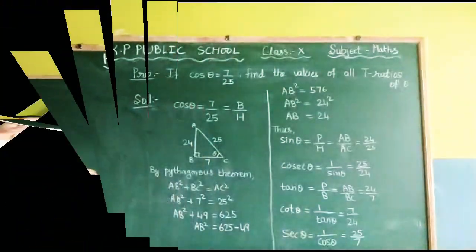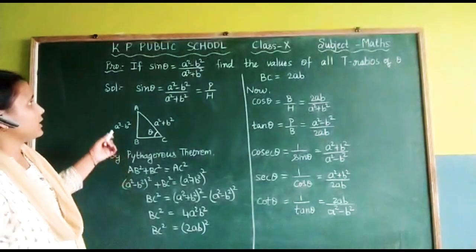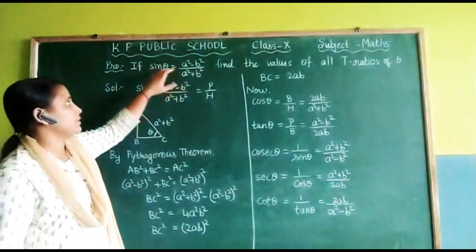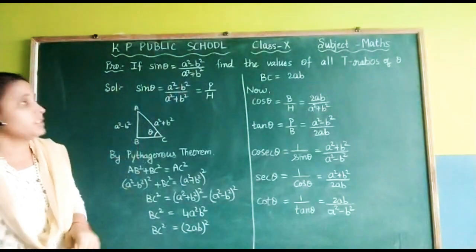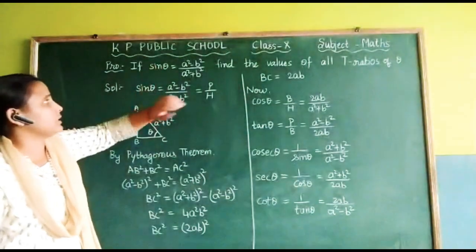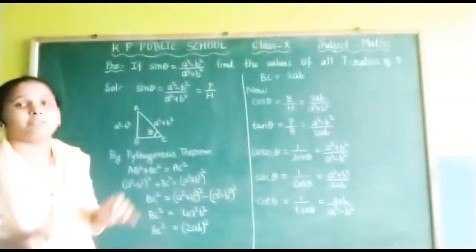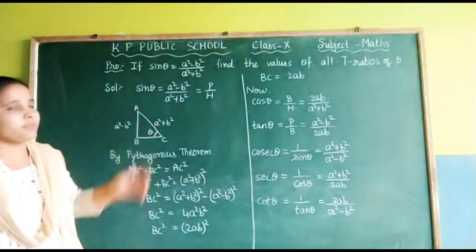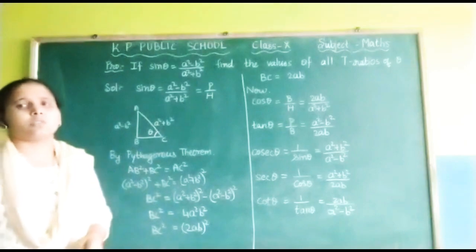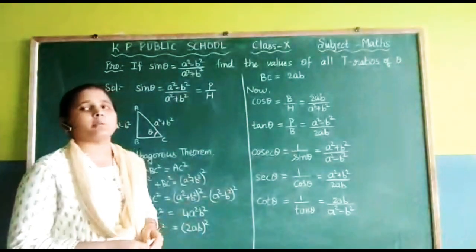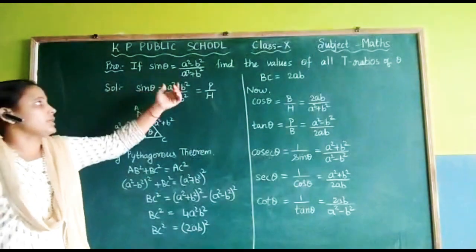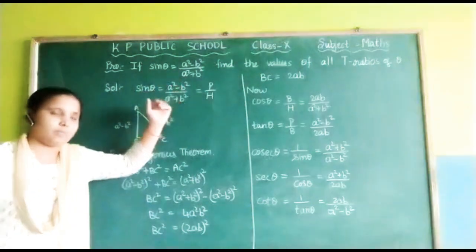Okay students, now let's see the next question. In this question, the value of sin theta is given in alphabetical form. Okay, there is no numerical value. So let's see how we can solve this question. Well students, this is also very easy. We can solve it in the same manner as we solved the previous question. So sin theta is equal to a square minus b square upon a square plus b square.